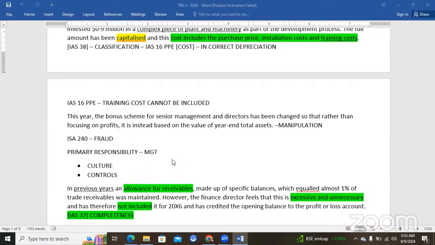You should write columns, one side audit risk, the other side response, right? So manipulation is there. So there is a chance assets get overstated. If you look at all the previous case examples, actually what happened was they charged training cost to property, plant and equipment, so assets is overstated.